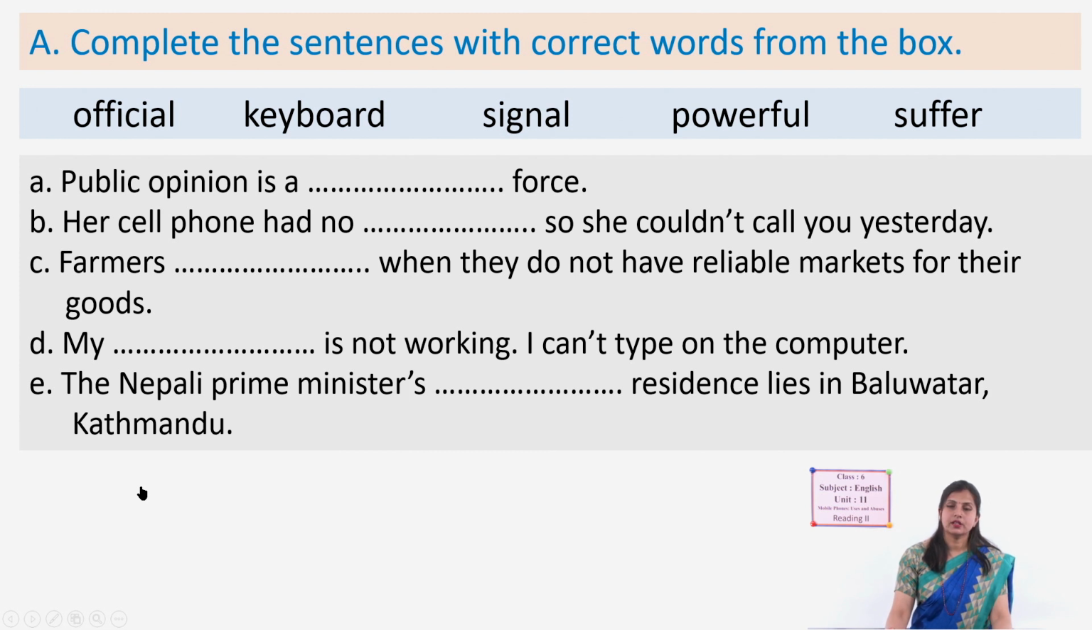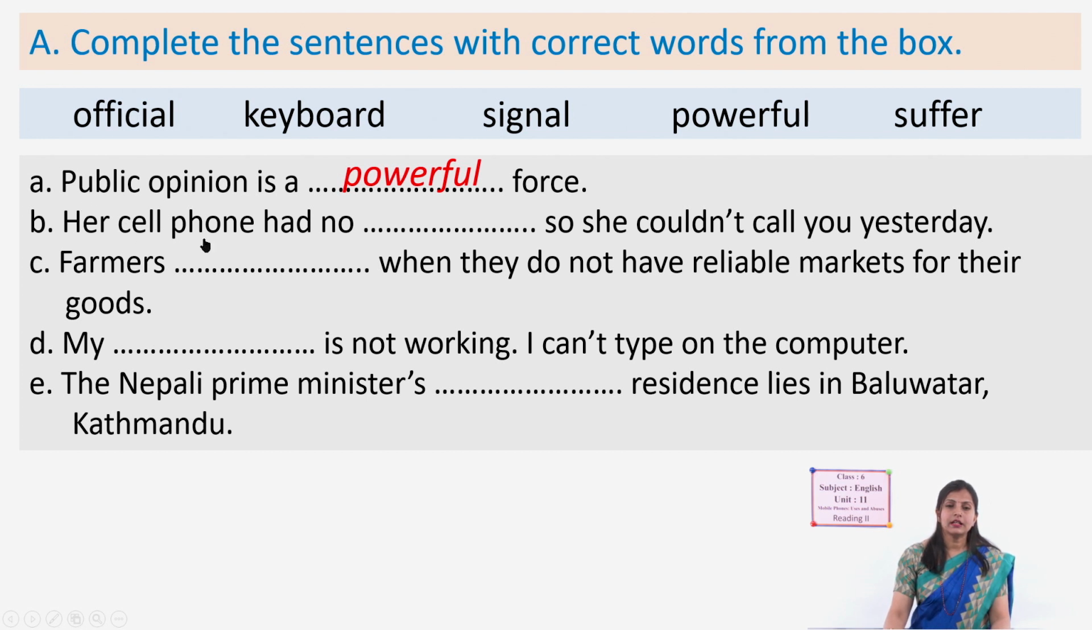All right. So, finished? Have you done it? Okay. So, let's see what are the answers. In question A, public opinion is a ... force. What can be used with force? Official, keyboard, signal, powerful, suffer. What have you written? Tell me. Yes, it's powerful. Public opinion is a powerful force.